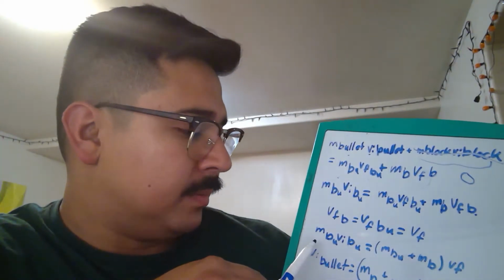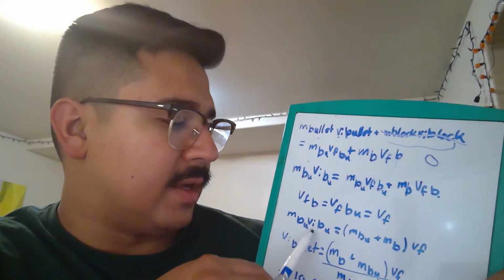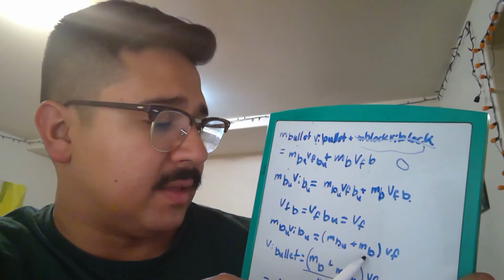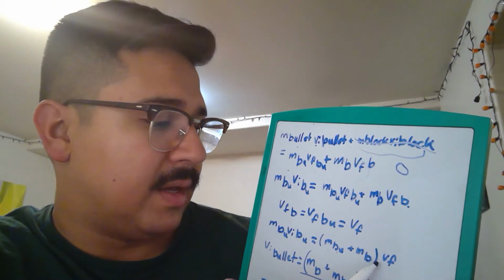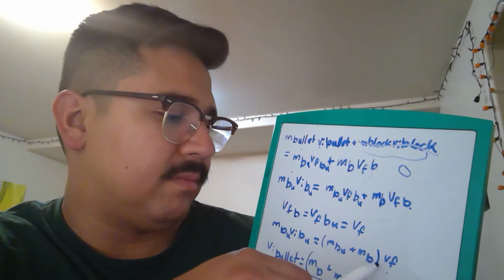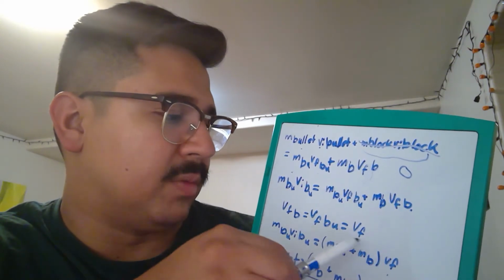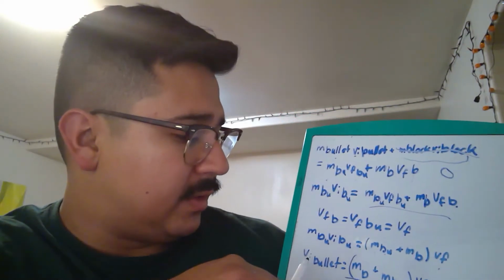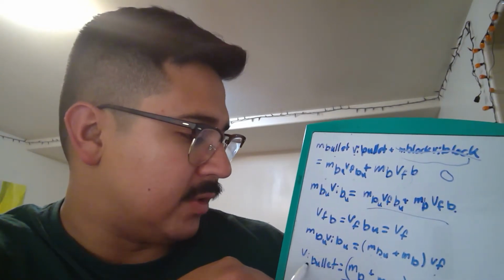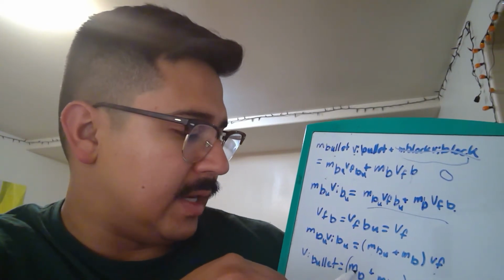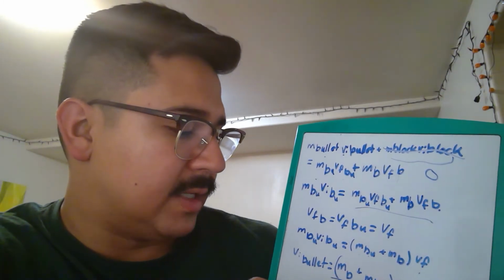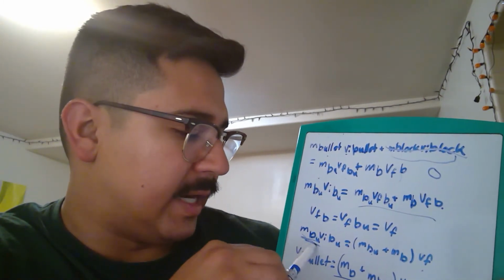So from there, we have the mass of the bullet times the initial velocity of the bullet is equal to the mass of the bullet plus the mass of the block times the final velocity, because we're just pulling this out, because if we multiplied it, then we get back to this. So from there, we're going to rearrange it so the initial velocity of the bullet is equal to the mass of the bullet plus the mass of the block times the final velocity, over the mass of the bullet that we divided out from here.